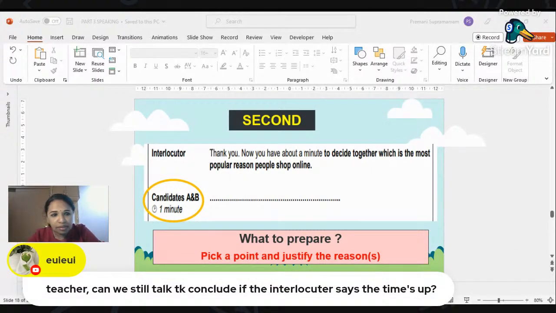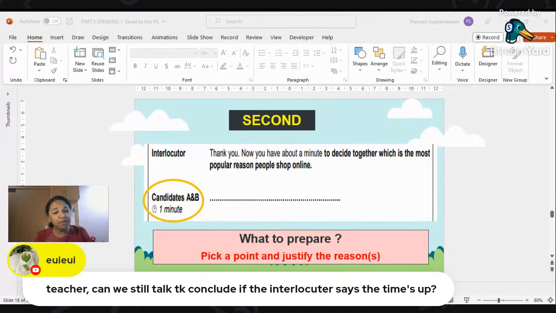Okay, next. Teacher, can we conclude if the interlocutor says time's up? The interlocutor will never say time's up. The interlocutor says, thank you, students, or thank you, Siti, or thank you, Ali, something like that. So if you cannot conclude, maybe you're still presenting, no problem. If the teacher stops you, it's still a good sign, because you have already spoken enough for the given time. If you stop earlier, only then you have to worry. So just complete if you can.